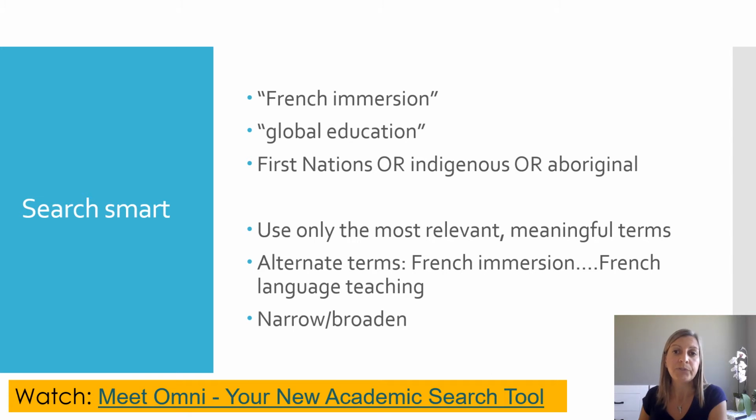No matter where you are searching, make sure you search smart. Use quotation marks to search for phrases. Think of synonyms and alternate terms, and you can use OR to combine similar terms when you're searching. And use only the most relevant and meaningful terms. So you want to avoid terms like advantages, benefits, cons, etc.